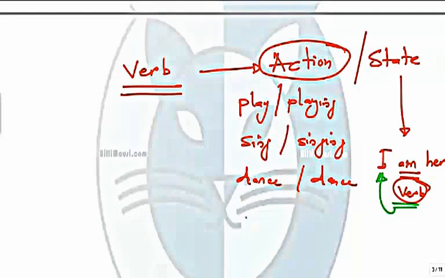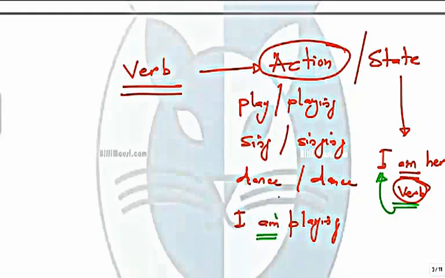If we move to the action, I am playing. Am is the word which is assisting the main verb playing in letting us know that the action which is play is going on right now. It actually lets us know the time of action. I am playing, I was playing, I will be playing. In all these three sentences, am, was and will be let us know when the action is taking place.